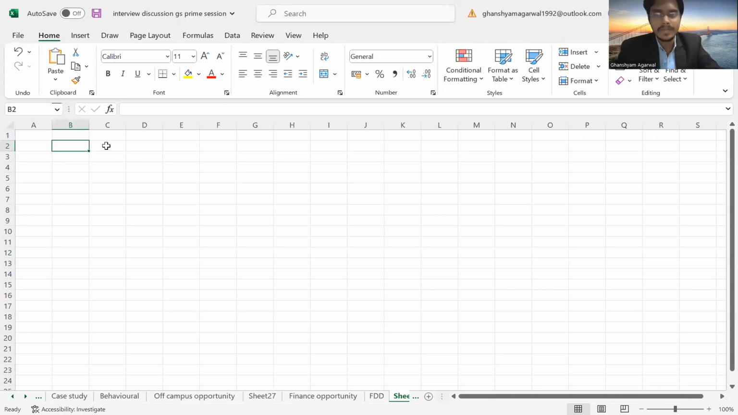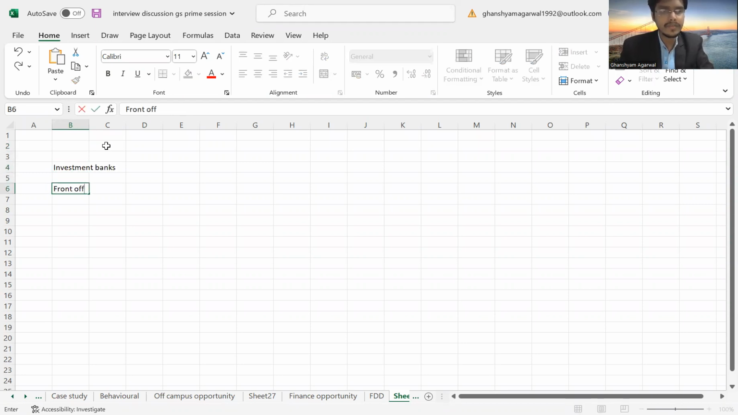I'll share an Excel sheet and I will be explaining that for three different types of investment banking firms. Now, in investment banks, there is the front office roles, and then there is the middle office.